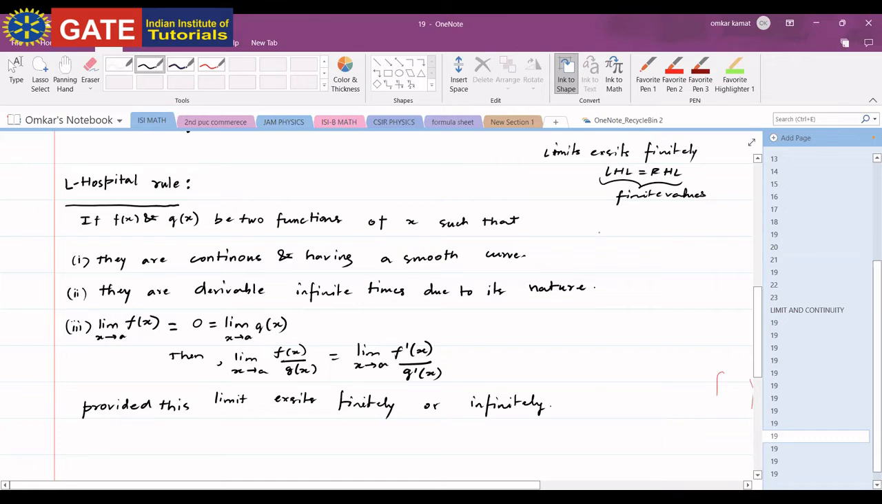Okay, sir. And after this, what other doubt do you have? Infinity. Sir, now I got it. When you said limit exists finitely, I got it.